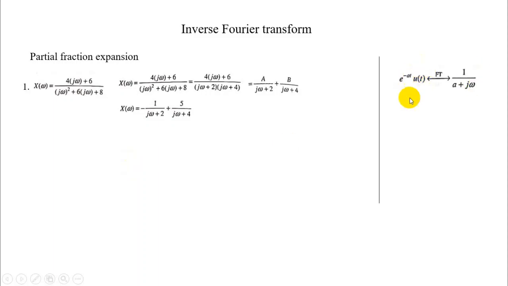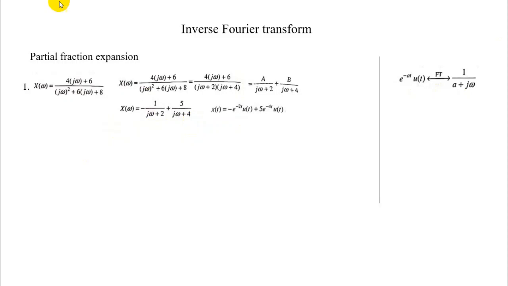We know this Fourier transform property: if we need to transform e to the power -at u(t), our Fourier transform would be 1 divided by a plus j omega. In this case, we need to transform from the frequency domain to the time domain. So this portion can be inverse Fourier transformed, and this would also be inversely transformed.